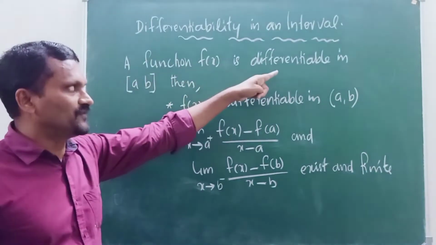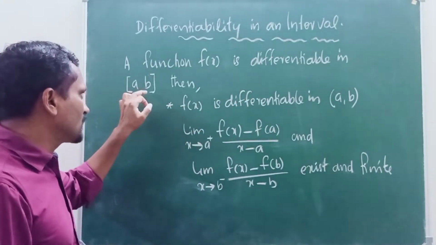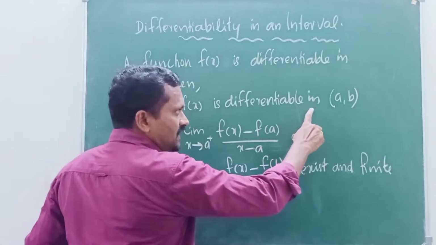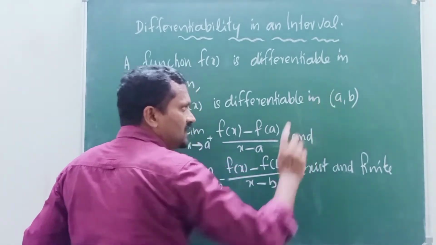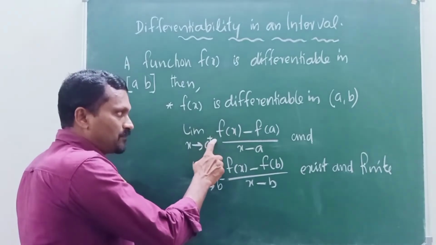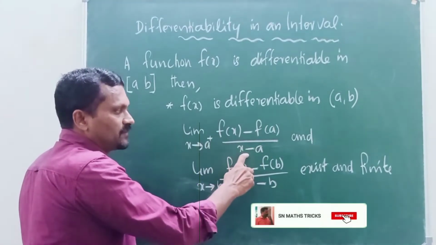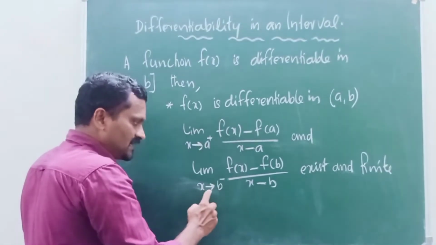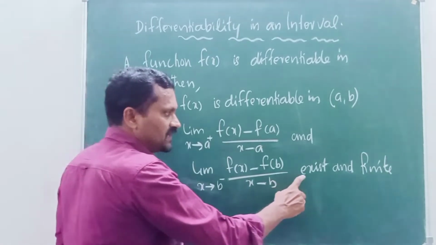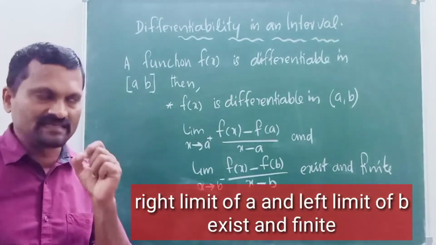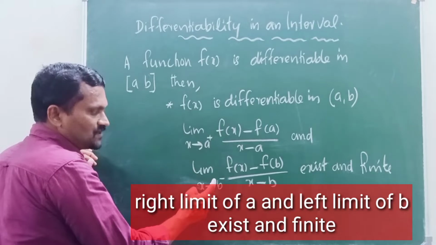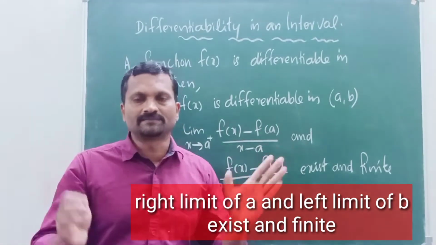A function f of x is differentiable in a given closed interval [a, b] if, first, f of x is differentiable at all the points in the open interval (a, b), and at the endpoints, limit x tends to a plus of (f of x minus f of a) by (x minus a) and limit x tends to b minus of (f of x minus f of b) by (x minus b) exist and are finite. That is, at the endpoints, the right limit at a and the left limit at b exist finitely.